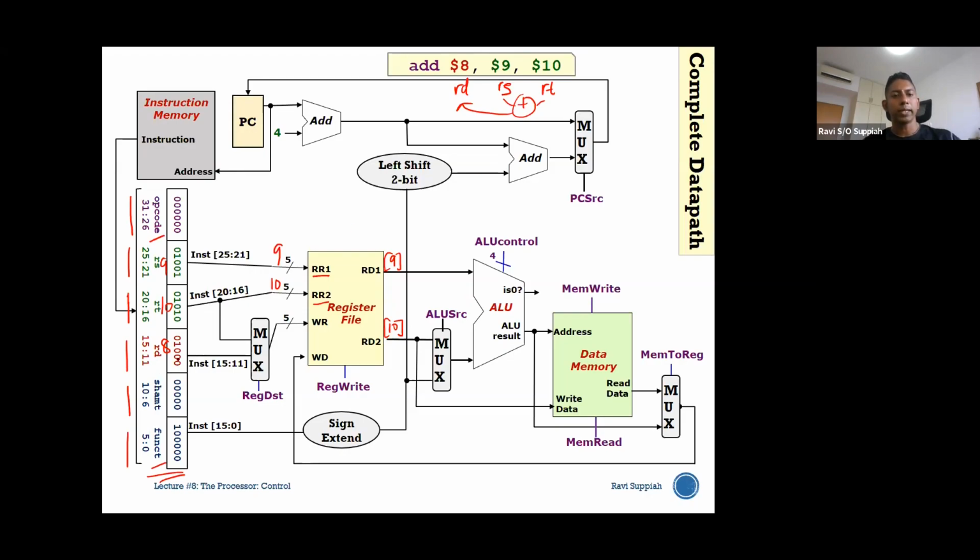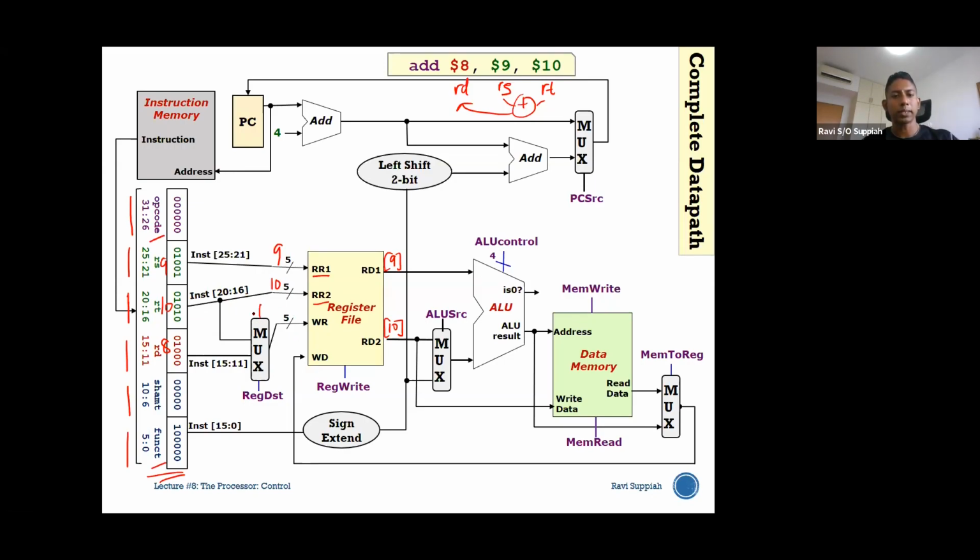So RD is specified in these bits over here, 15 to 11. So we need to go through a multiplexer over here because we need to support the I-type instruction as well. In the I-type instruction, the RT bits are the actual destination register bits, correct? Whereas for the R-type instruction, the RD bits are in the 15 to 11 position. So because of that, we need a multiplexer here.